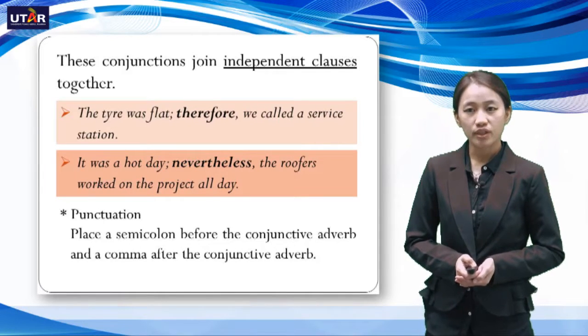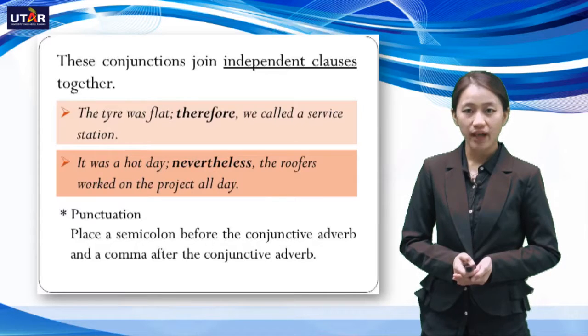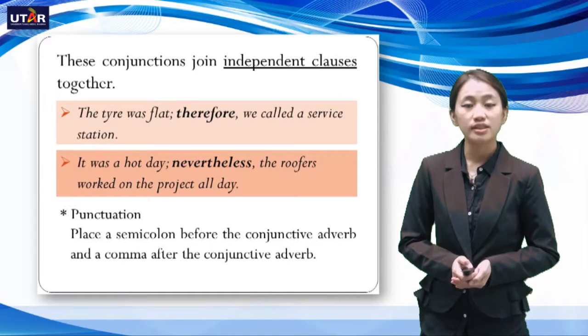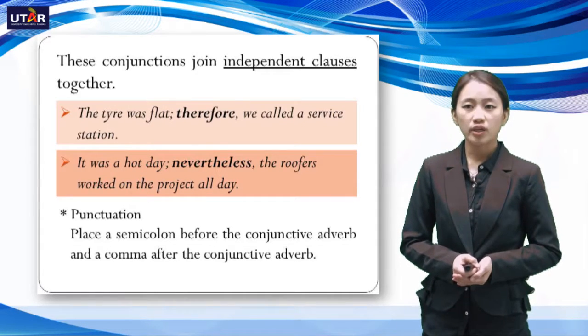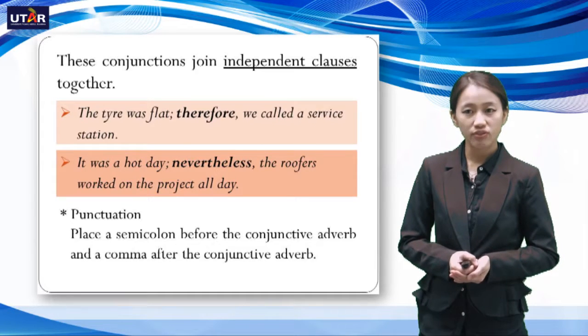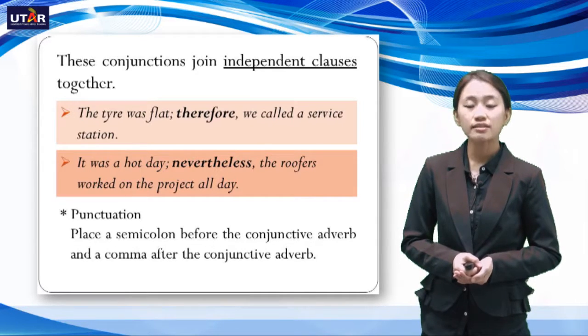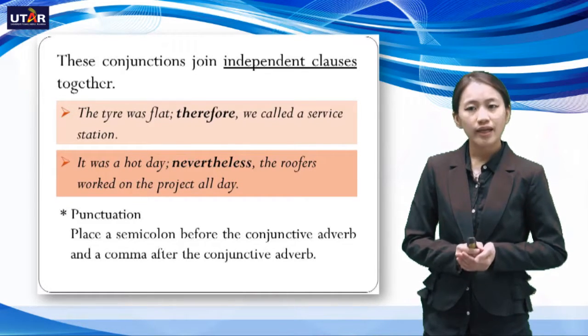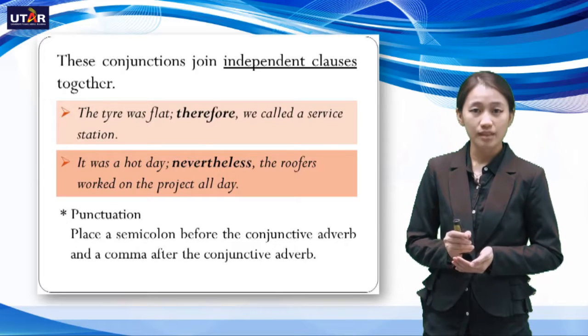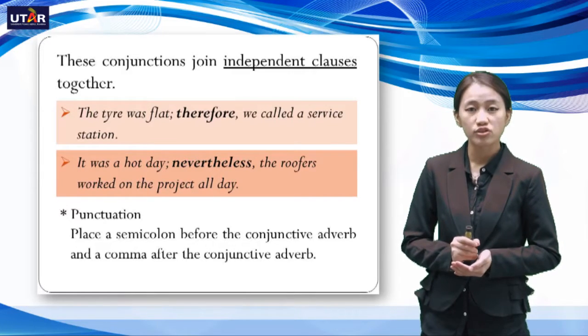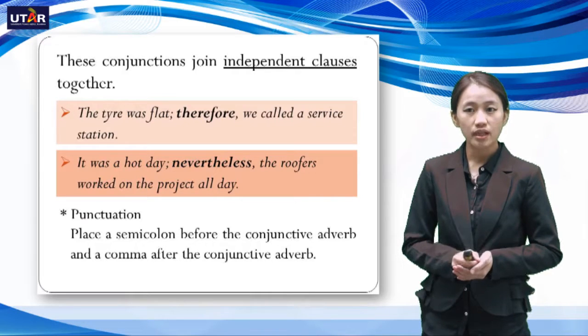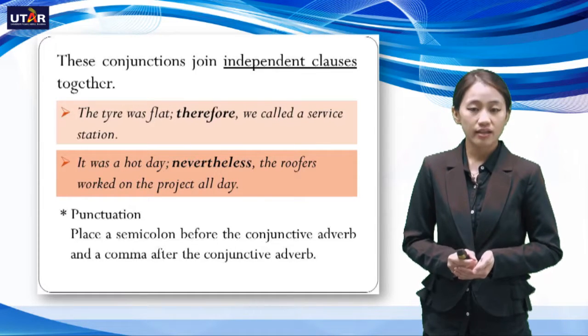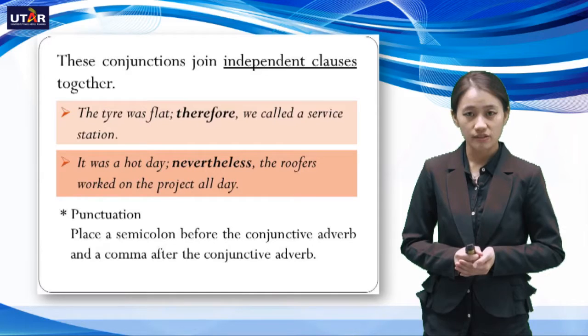If you look at the example given here, the tire was flat; therefore, we called a service station. So here, the tire was flat is considered an independent clause. Why is it an independent clause? Because it can stand on its own. If I were to remove the semicolon and place a full stop instead, or a period, the tire was flat. It is considered a complete sentence.